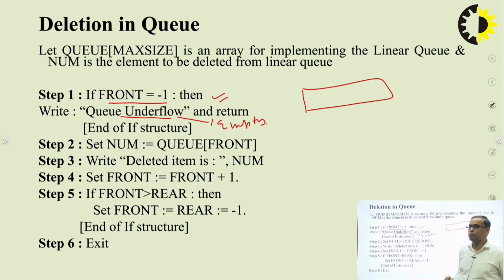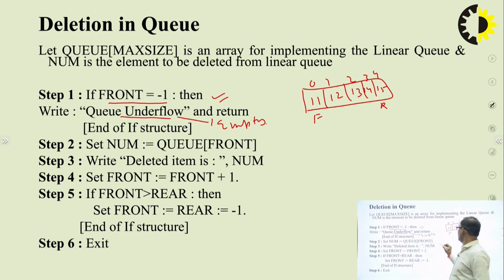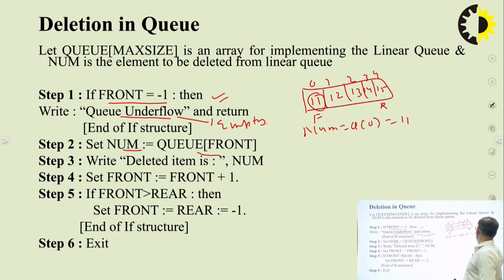Okay. Otherwise, suppose queue is not empty and there are some values stored inside the queue like this, 11, 12, 13, 14 and 15 at indexes 0, 1, 2, 3 and 4. So this is the front and this is the rear. Now we are going to remove the first element of the queue. Here the num variable represents the element to be deleted. So queue of front, the value present at the front of the queue, will be deleted. Initially front represents 0, so what value will be assigned to num? Queue of 0, it means 11.